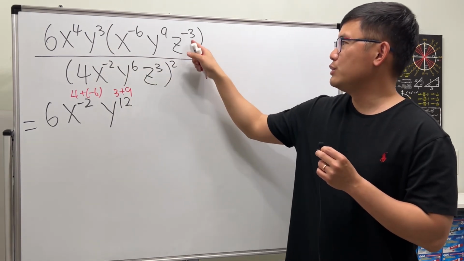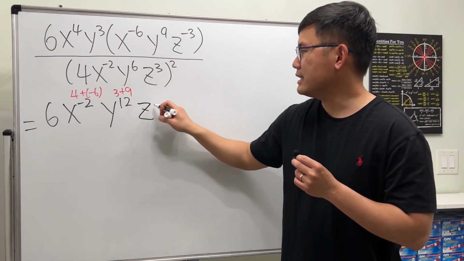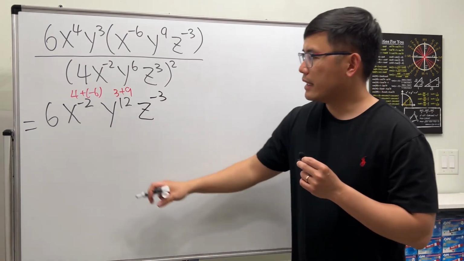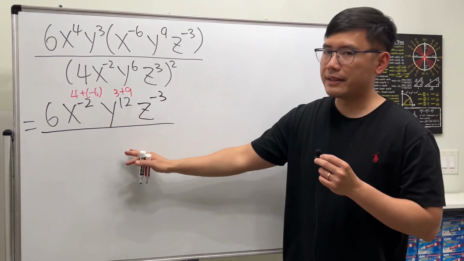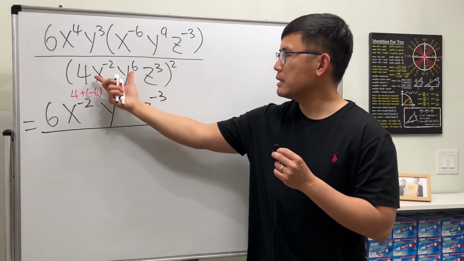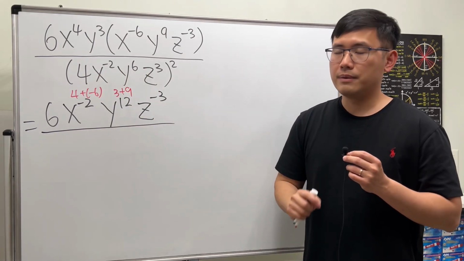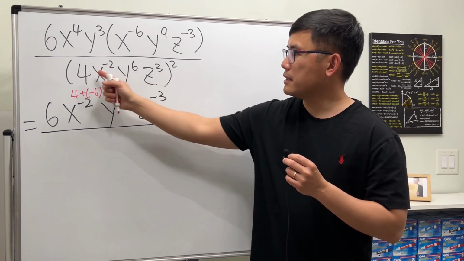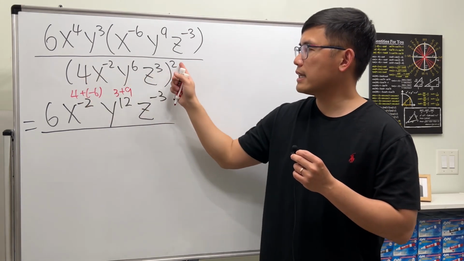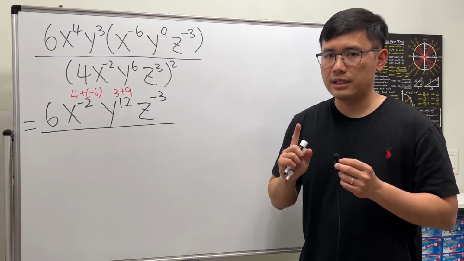And here we have z to the negative 3. So that is just that. And then over the bottom. But notice the bottom is that we have this to the 2nd power. So we can do the following. They are all multiplying inside, so we can just do 4 to the 2nd power, work that out, we get 16.